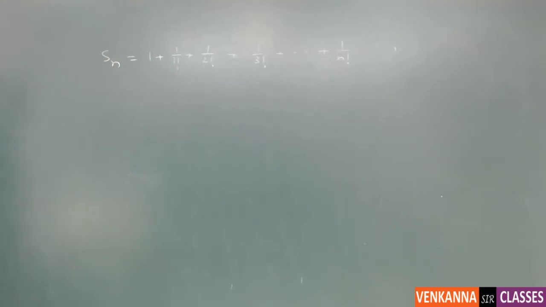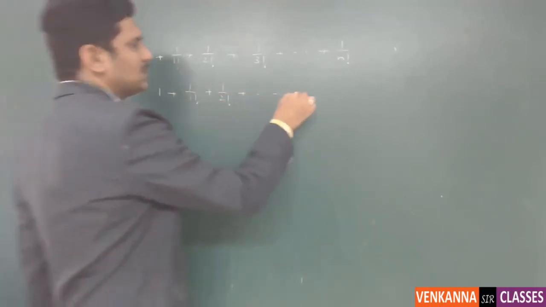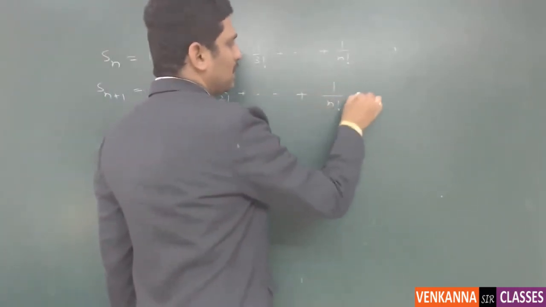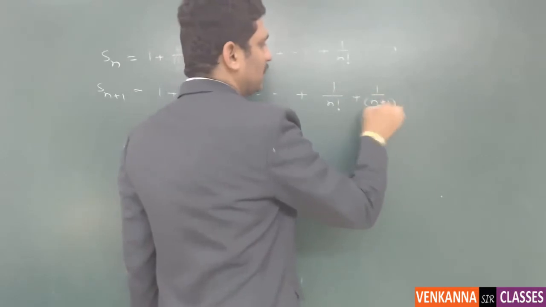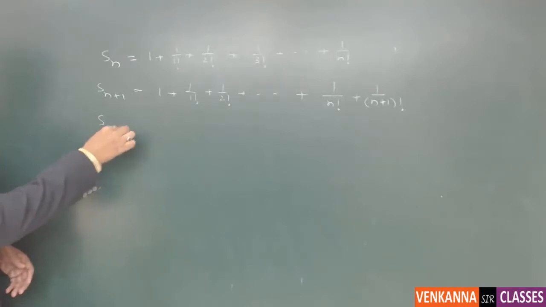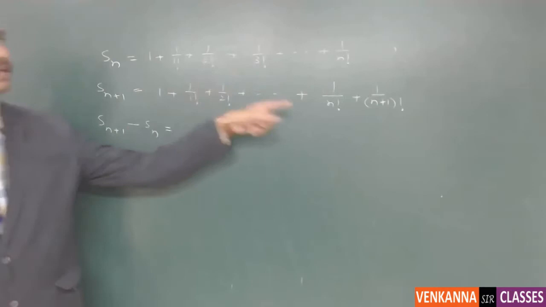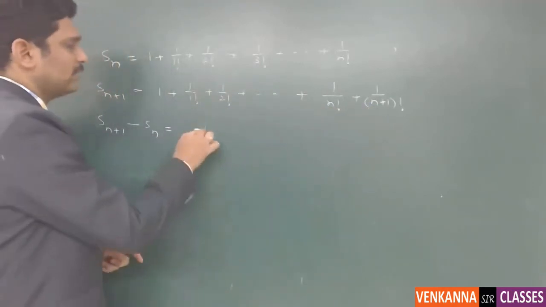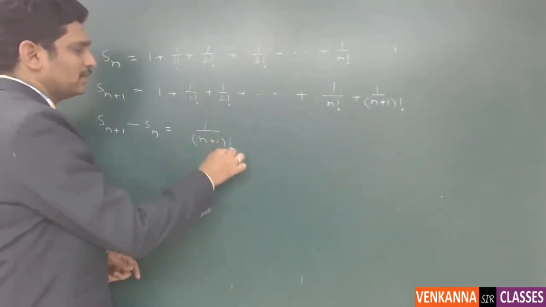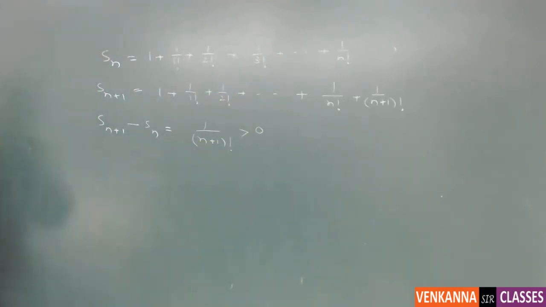So as usual, you take Sn plus 1 here, nothing but 1 plus 1 by 1 factorial plus 1 by 2 factorial plus so on plus 1 by n factorial plus 1 by n plus 1 factorial. So if you consider the difference, Sn plus 1 minus Sn, this value minus this value, it contains one term extra. It will be 1 by n plus 1 factorial. So the value is greater than 0. Accepted?